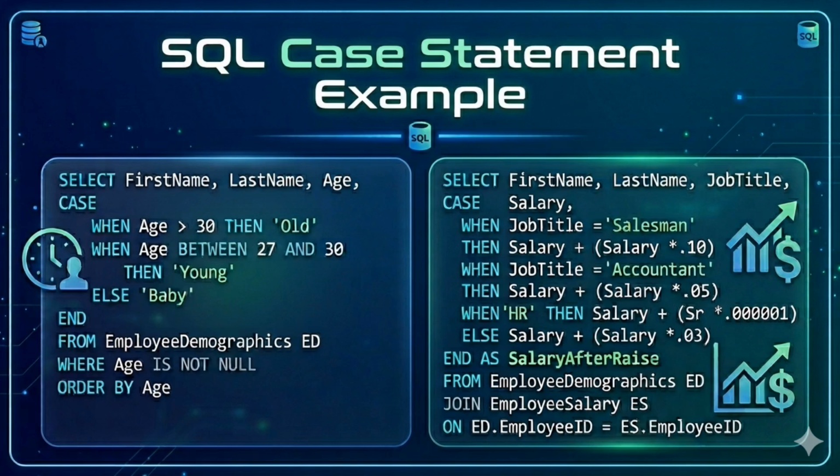Now, let's move to the second example. In this case, we're working with job titles and salaries. Here, the case statement is used to calculate salary increments based on job roles. If the job title is salesman, the salary is increased by 10%. If the job title is accountant, the increase is 5%. For HR, a different calculation is applied. And for all other roles, a default 3% increase is given. The final calculated value is returned as salary after raise. We also join two tables, employee demographics and employee salary, to bring all the required data together.